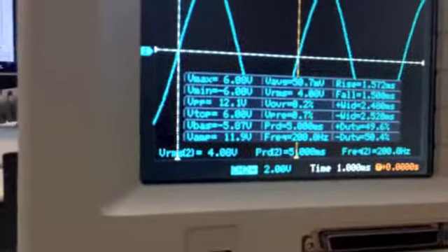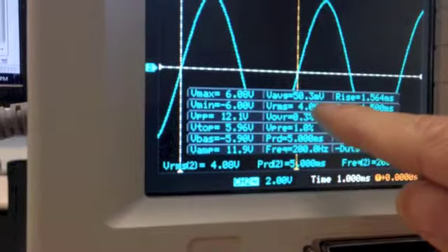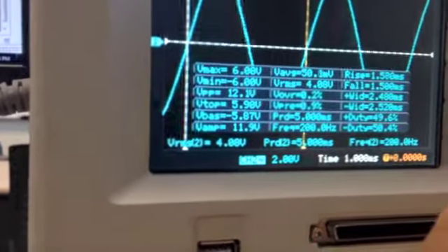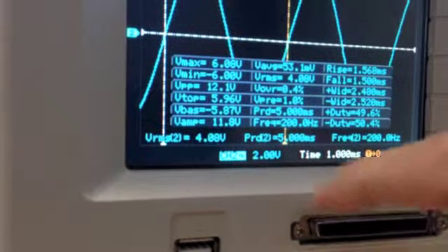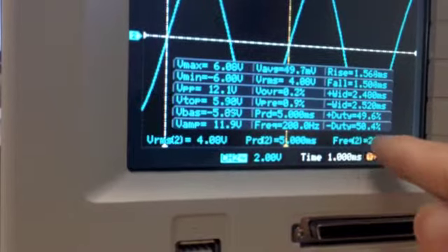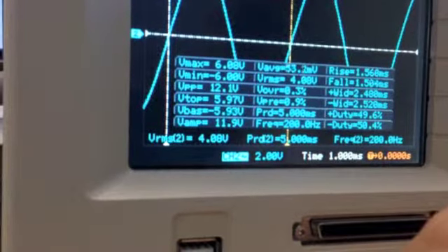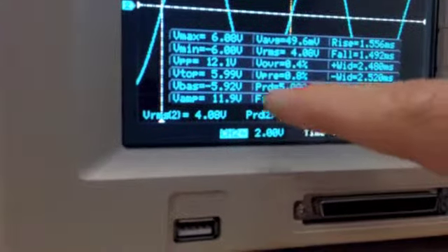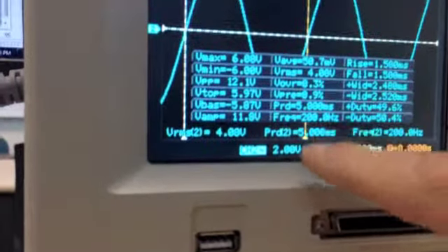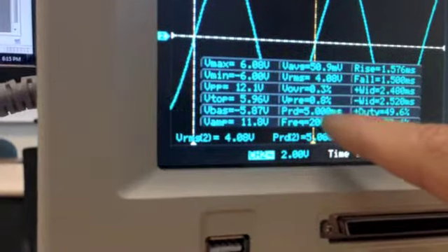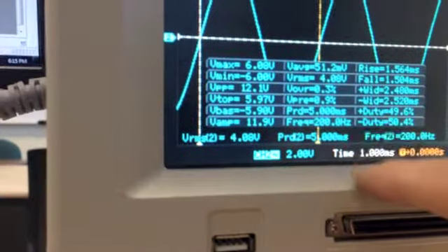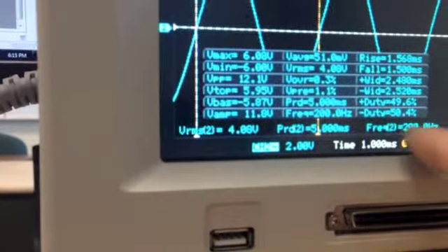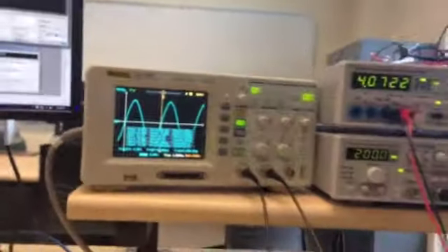RMS voltage measure is going to be 4.08 volts. And the period measure across R2 for the R2 it's going to be 200 hertz still. Oh, I'm sorry, the period. The period is 5.0 milliseconds, and the frequency is 200 hertz. And that's it.